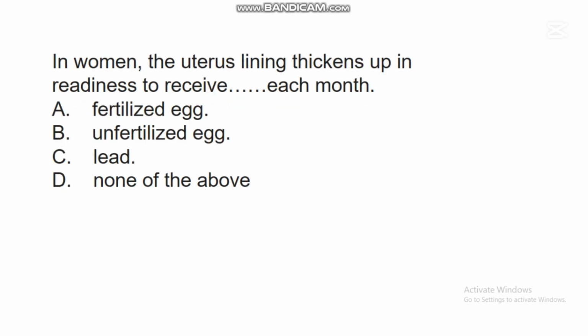The next question says, in women, the uterus lining thickens up in readiness to receive dash each month. A. Fertilized egg. B. Unfertilized egg. C. Lead. D. None of the above. In this question, the correct answer is A. Fertilized egg. So, in every woman of childbearing age, the uterus lining always thickens up in readiness to receive a fertilized egg every month.